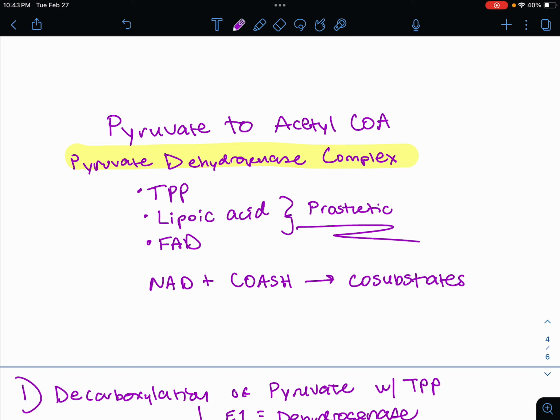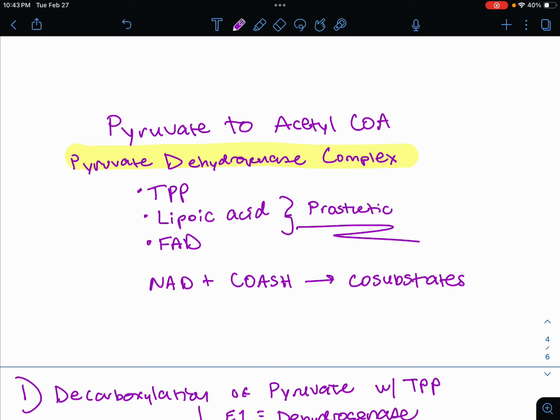So NAD and CoA, however, are co-substrates, while TPP and lipoic acid were prosthetic groups. They're all still coenzymes, though. Alright, let's walk through the steps. Again, we're dealing with a pyruvate dehydrogenase complex. This complex has 3 enzymes in it, so if we're going to be referring to things such as E1 and E2, we're not talking about the type of reaction here. We're talking about enzyme 1, enzyme 2, enzyme 3, like that.